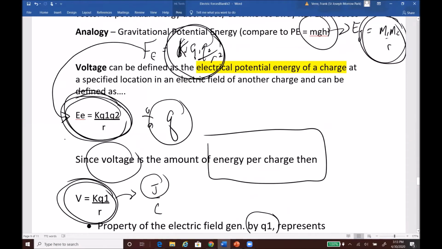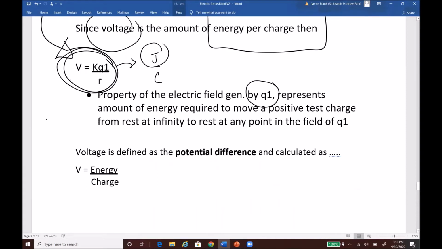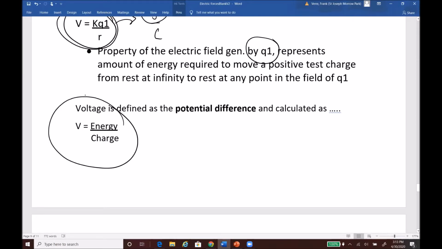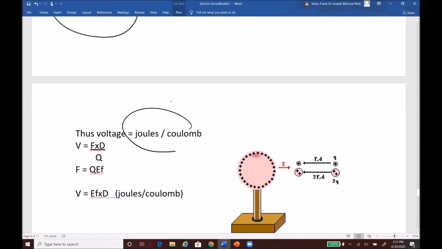So we can go from Coulomb's law, which is here, to an equation for electrical potential energy. And then we can convert that into an equation for voltage. We'll be using some of these concepts today, okay? Any questions so far? So again, here's your voltage: energy per unit charge, joules per coulomb. You can see it's defined here again.